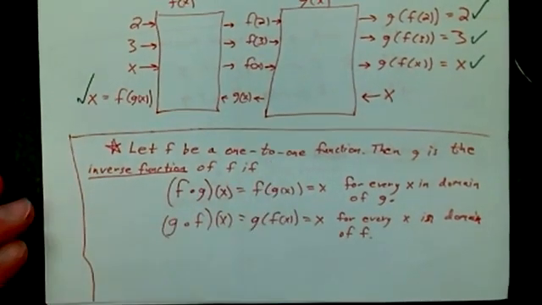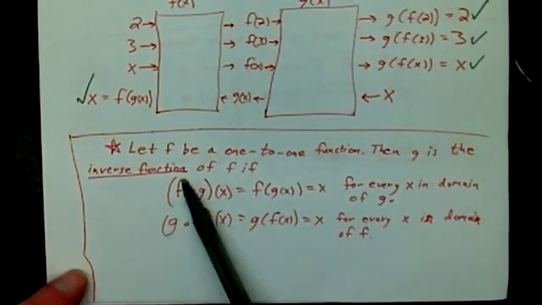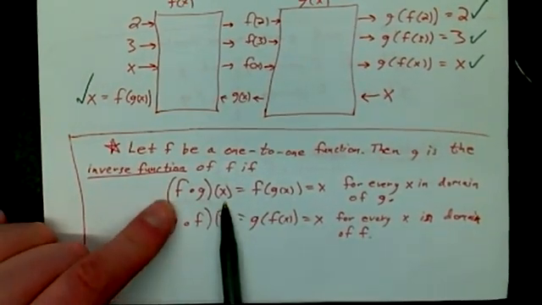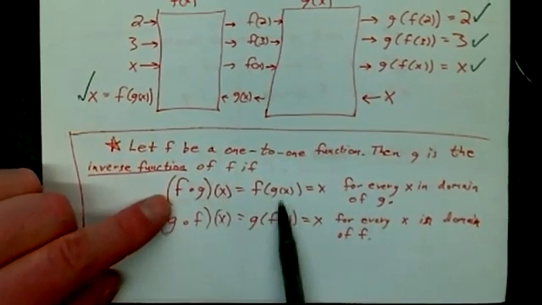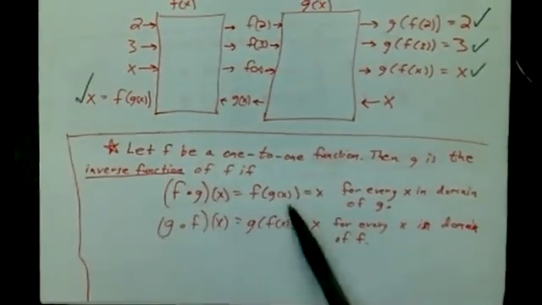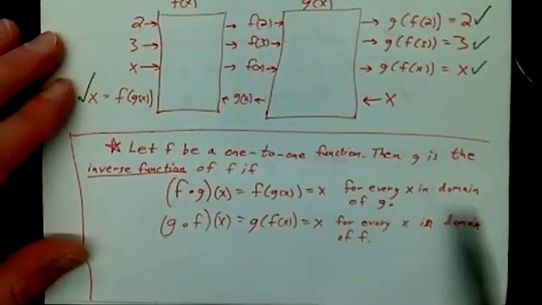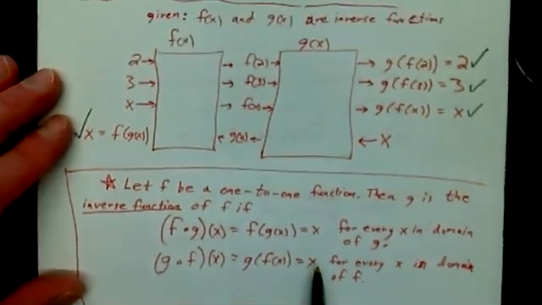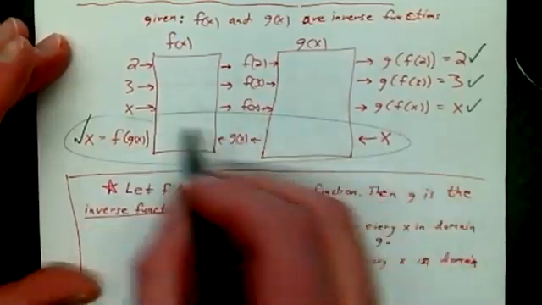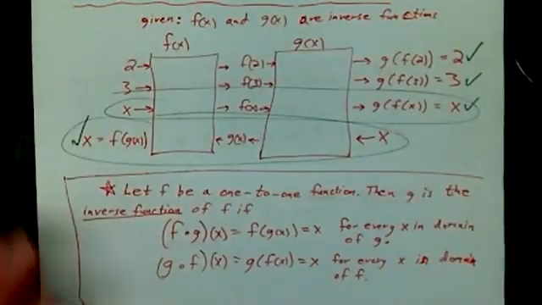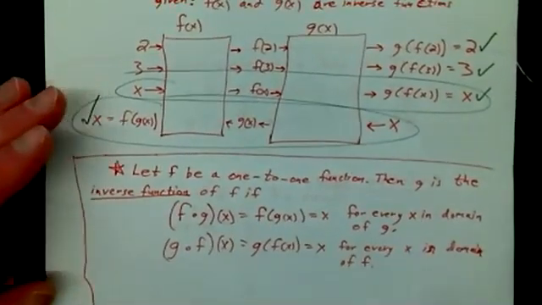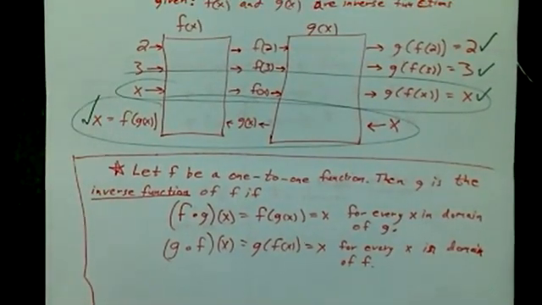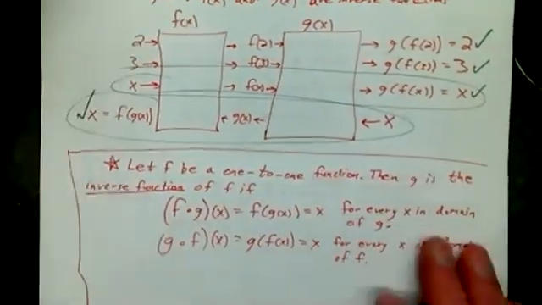Let f be a one-to-one function. Then g is the inverse function of f if, remember this, our composition of functions, f of g of x is equal to x. So if they undo each other, just like we talked about, for every x in the domain of g. And g of f of x also has to equal x. So what I'm talking about is this part and this part both have to be true for every x in the domain of f, and every x in the domain of g. Of course, if it's not in the domain, we don't have to worry about this, right? So let's see how we could do this.